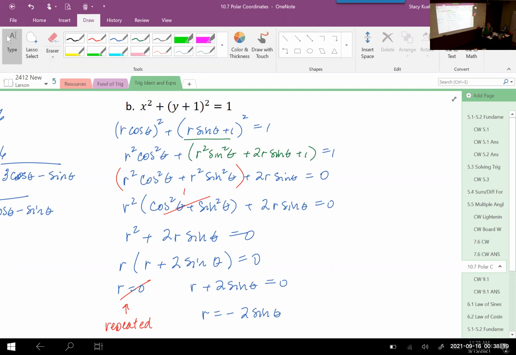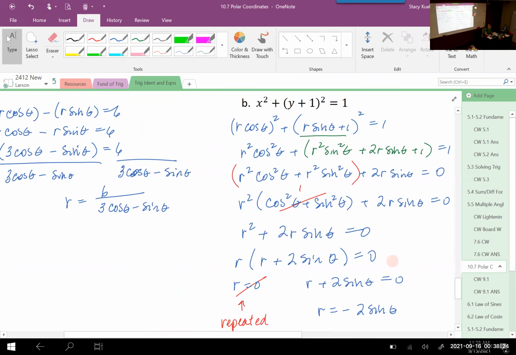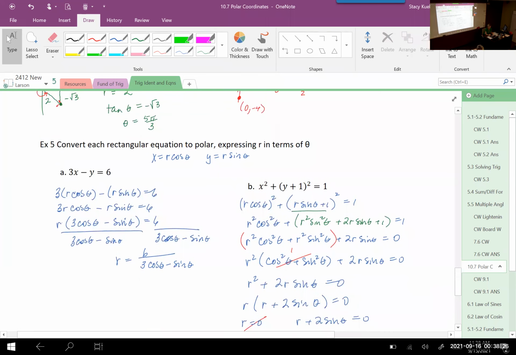Yep. Okay. I'll show you what these look like in just a minute, but these are the conversions that we're working on. This is the idea behind rectangular to polar: take everything and turn it into r's and thetas. We're going to do it generally using x is equal to r cosine theta, y is equal to r sine theta.